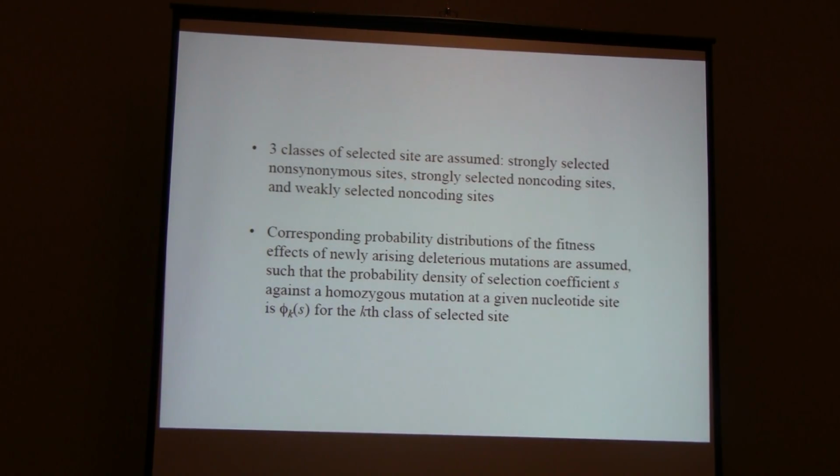Now, the genome unfortunately is rather messy. We have non-synonymous sites, we have non-coding sites, which are under selection, and I've divided it up crudely into strongly selected non-synonymous sites, strongly selected non-coding sites, and weakly selected non-coding sites, according to information which I've culled from the literature. I'm not just making it up, not completely at least. And then I'm using estimates of the frequency distribution of mutational effects on fitness for these three classes of sites.